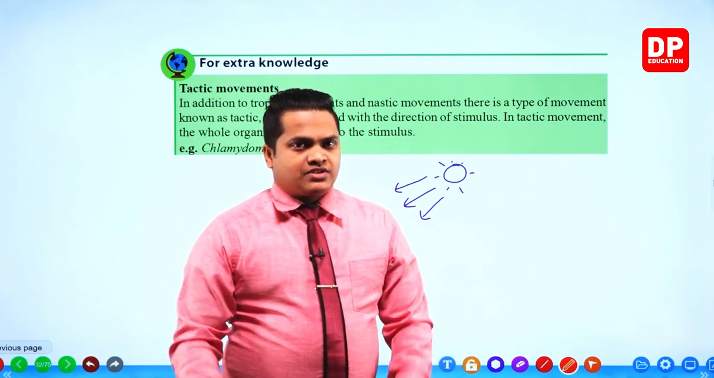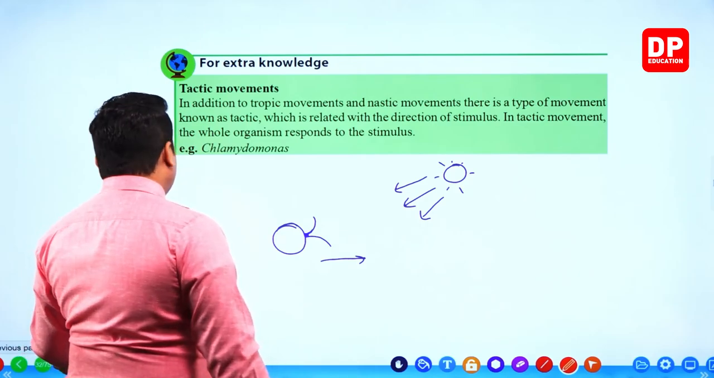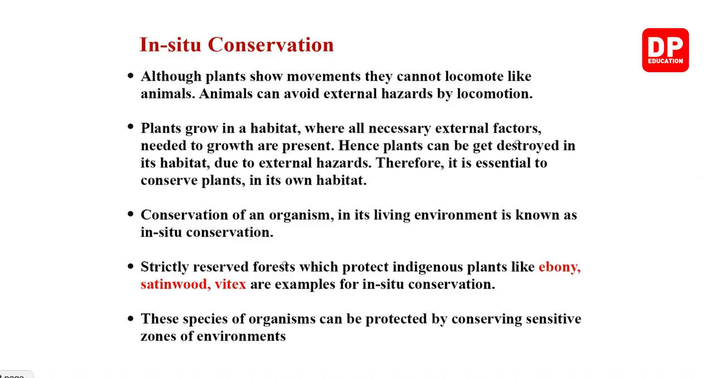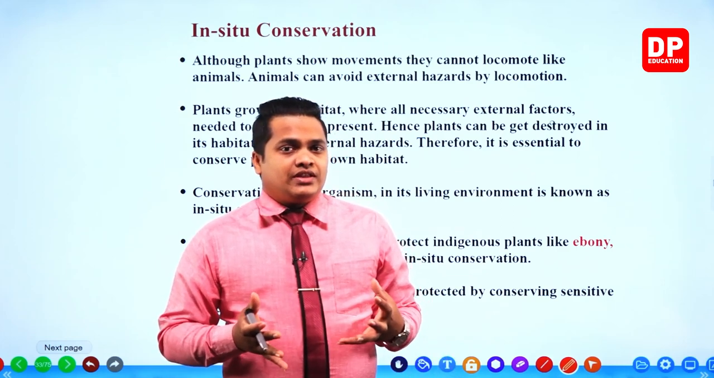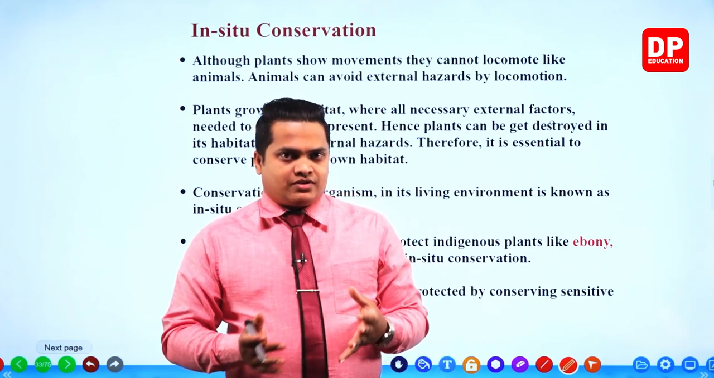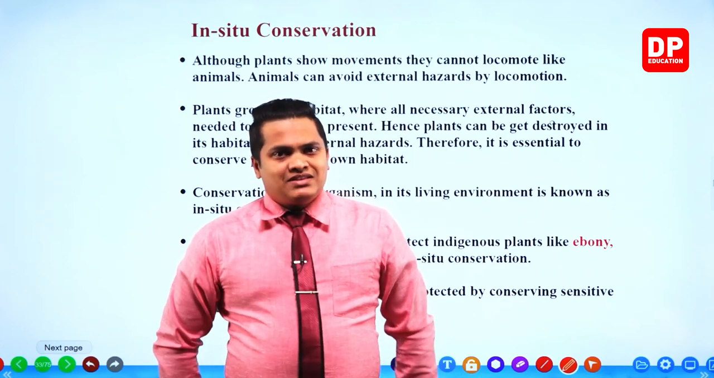Now it's time to start a fresh new lesson. Here we'll be discussing in situ conservation. Although plants show movements, they cannot locomote like animals. Animals can avoid external hazards by locomotion. There's a speciality between plants and animals, my dear children. We discussed that plants can't locomote. However, animals can locomote.